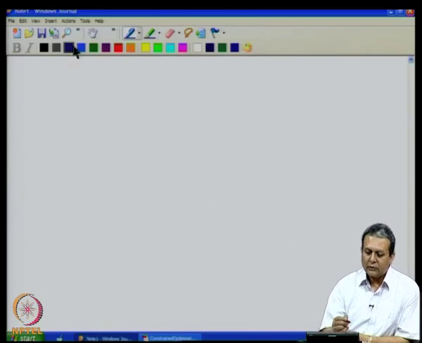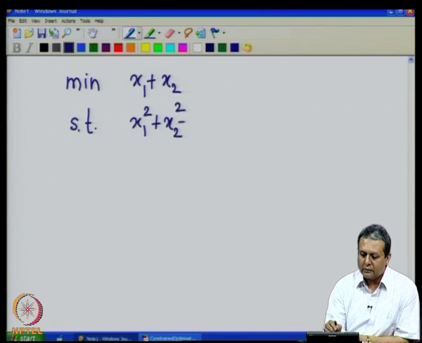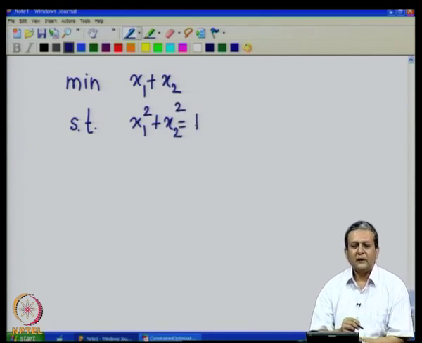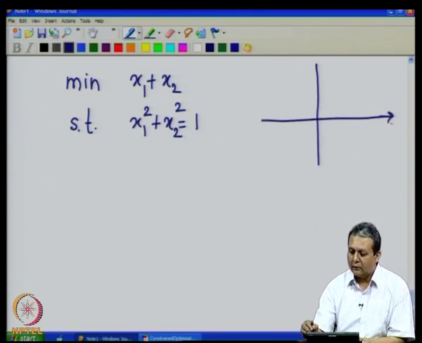So, let us consider a case where we want to minimize x1 plus x2 subject to the constraint x1 square plus x2 square is equal to 1. Now, let us see the problem graphically. So, we have x1 and x2 as the two axes, and the constraint set is a circle with center 0 and radius 1.